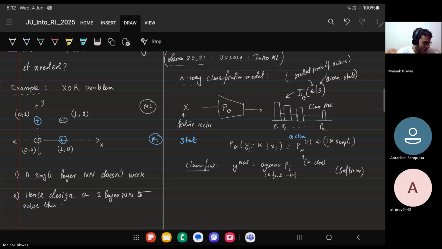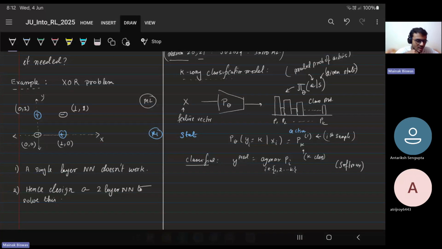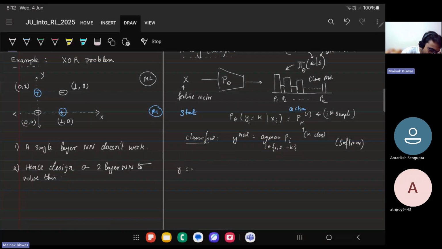So what I'll try to do now is show you that linear models don't always work. We were saying all this while that our y was some function, say in a binary classification problem, a sigmoid function of W transpose X. Yes or no? Do you agree?